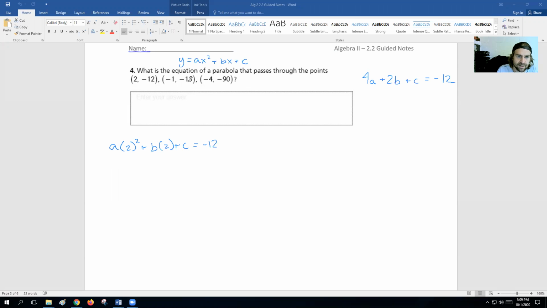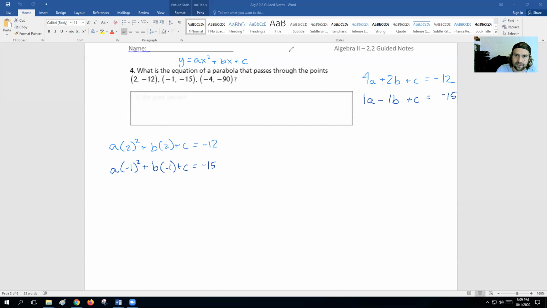We've got the next values here. So I have a times -1 squared plus b times -1 plus c equals the y, -15. When I simplify this, how many a's do I have? This would be 1a, or just a. Maybe I'll put 1a just to be familiar here. Minus 1b plus c equals -15.